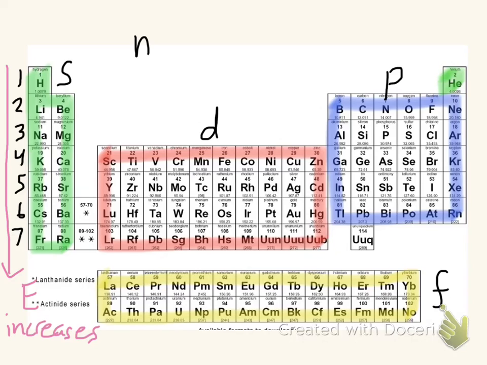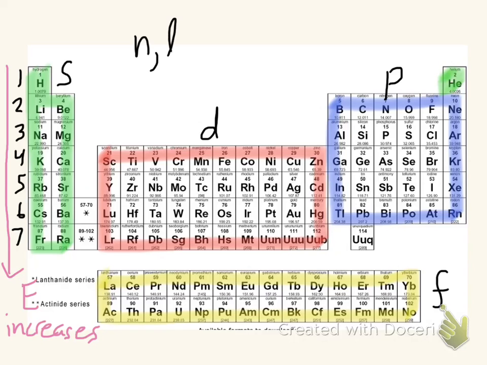And n simply corresponds directly to the energy level. So if it says n equals 1, then you're looking at the first row. If it says n equals 4, then you're looking at the 4th row. It's pretty simple. The next letter that we're going to look at, the second quantum number, is called L.